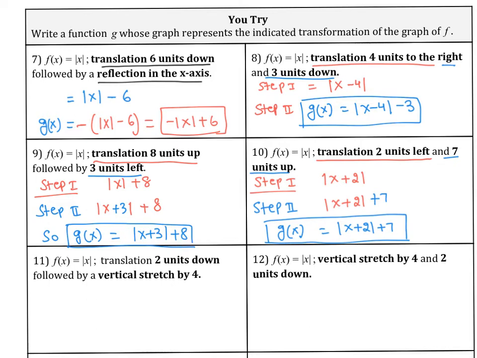Number 10, translate 2 units left and 7 units up. First step is to translate to the left, and then the second step is 7 units up. So my final answer would be absolute value of x plus 2, plus 7.